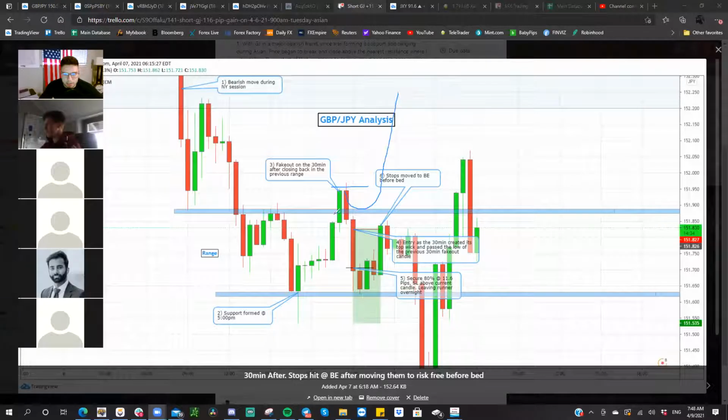So now that we got that close right back into this range, enter as price passes the low of that candle right there, and you just grab this candle. Yeah, nice trade. Nice. Appreciate it.